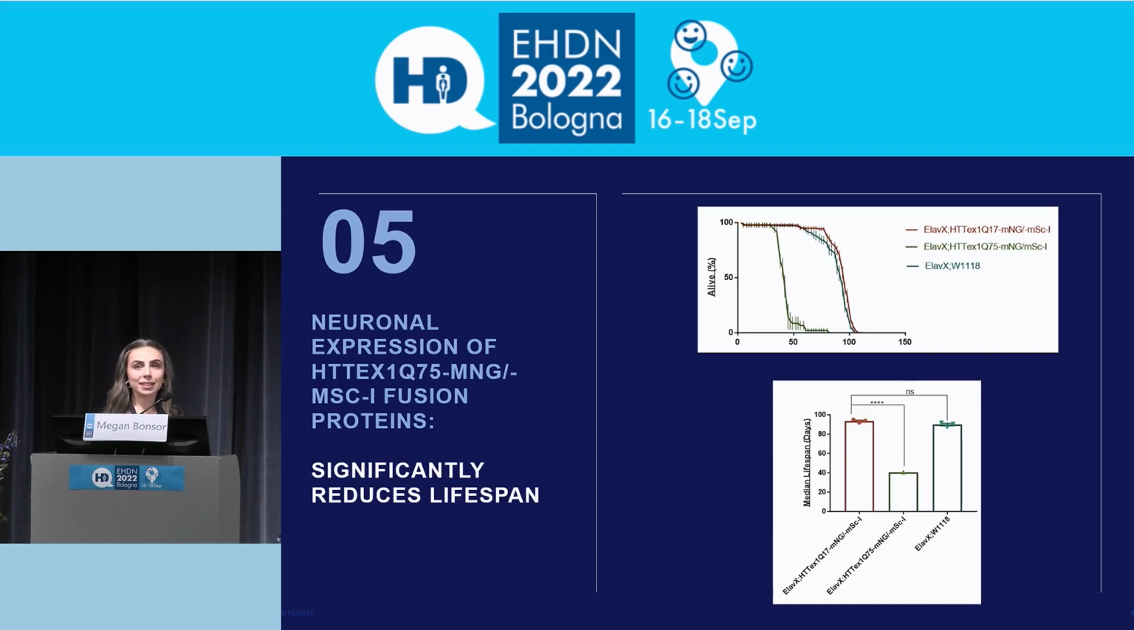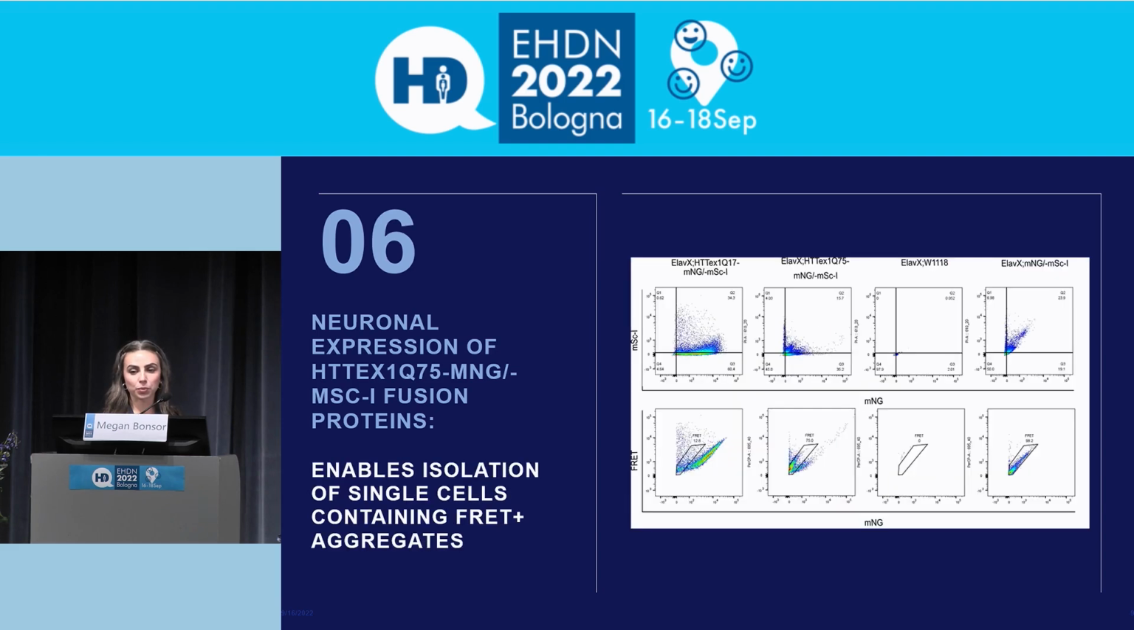What's interesting and kind of reassuring as well for our model is that these flies expressing Q75 had a significantly reduced lifespan, as you would expect for a Huntington's disease model.